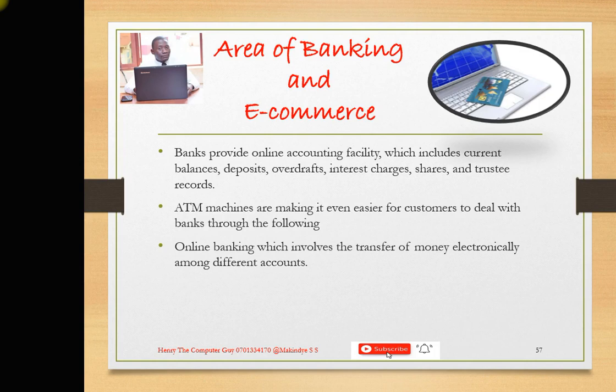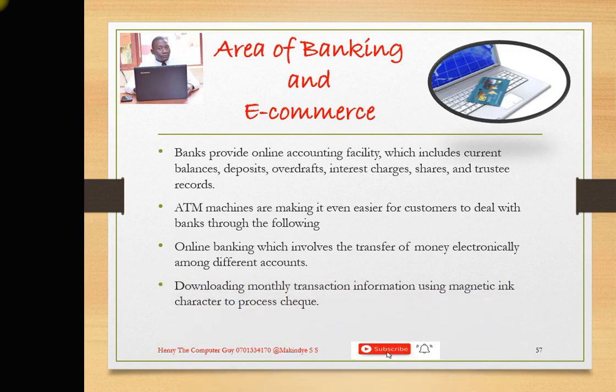So they're telling us about online banking, which involves the transfer of money electronically among different accounts. Remember I told you that these banks have applications that you can use. For example, you have it on your phone, you can transfer money from one account to another at any time and at your convenience. They're also telling us that we can download monthly transaction information using magnetic ink character to process checks.